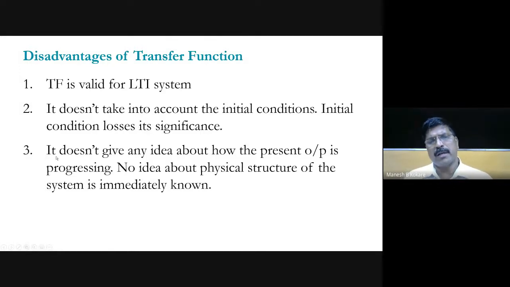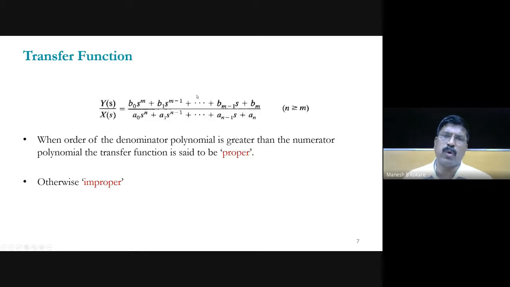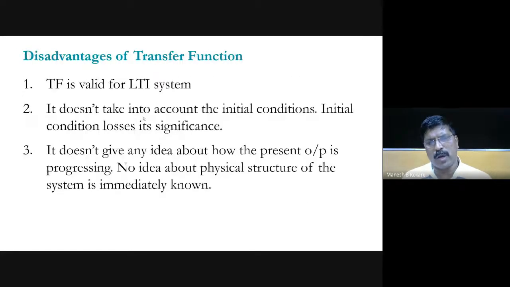The third disadvantage is that it doesn't give any idea about how the present output is progressing. No idea about the physical structure of the system is immediately known. Look at this one. If you know the transfer function of the system is like this, can you tell what kind of physical components are there and how they are connected and so on? By looking at the transfer function, you cannot tell that. So this is one of the disadvantages of the transfer function, that you don't get any idea about the physical structure of the system immediately, and it does not give any idea about how the present output is progressing, right? So these are the three disadvantages of the transfer function.